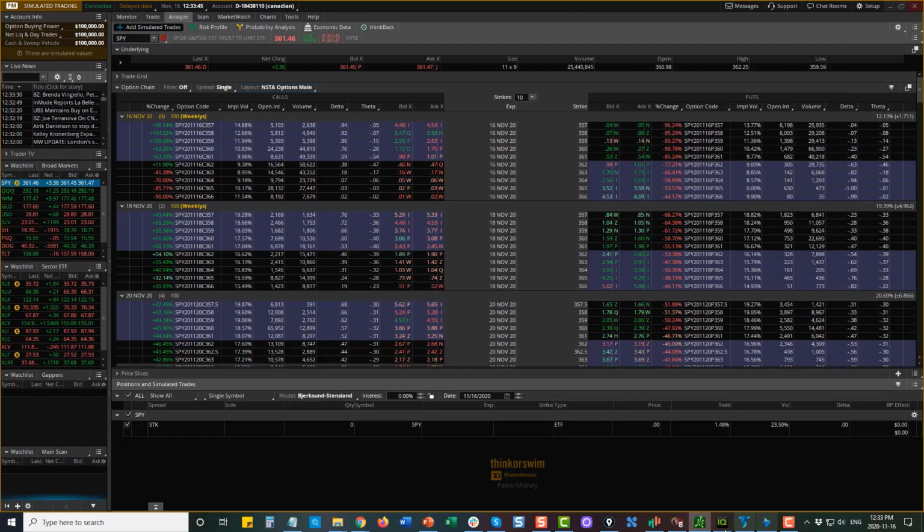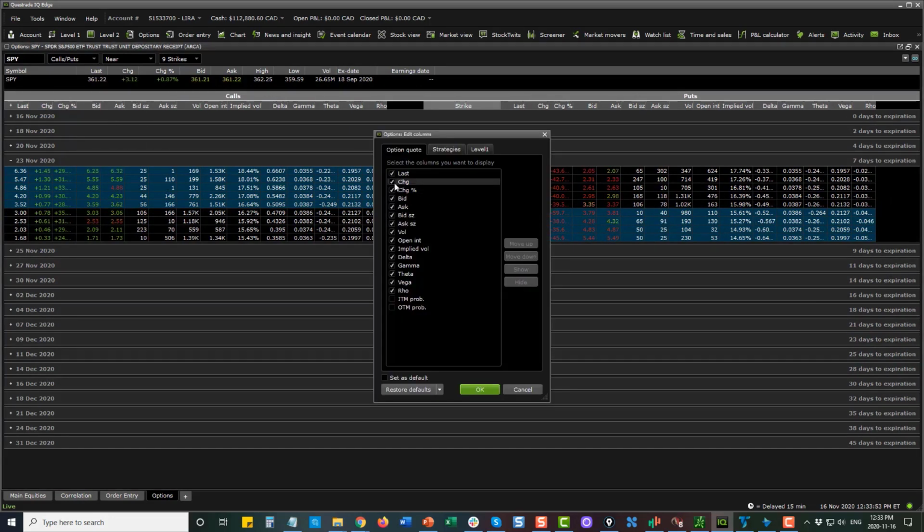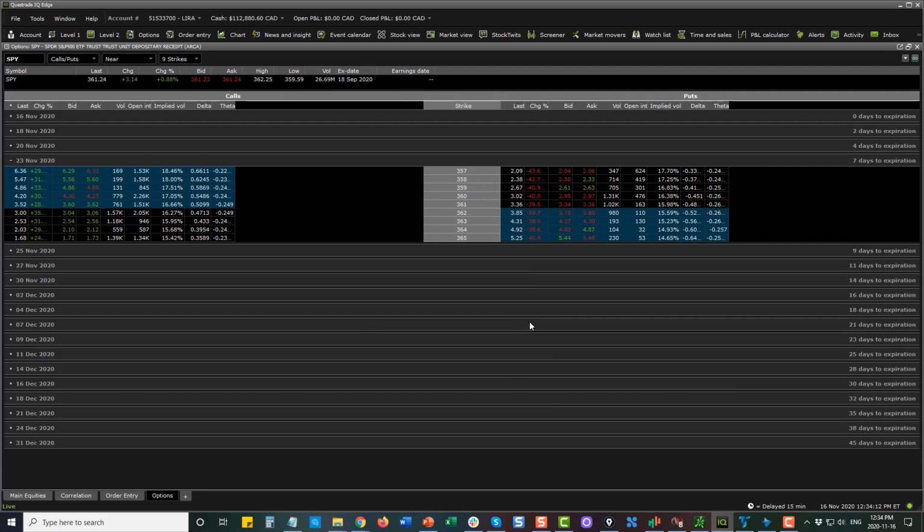So if I'm going into, say, these other option chains, whatever platform you're using, you can see I've got change, net change. I'm going to customize, edit columns. I don't need to see change or percentage change, last change, bid and ask, bid size, ask size. I don't need that. Volume, open interest, delta, gamma, theta, vega, rho. I don't need the gamma. I don't need the vegas. I don't need the rhos. Okay, set this as a default. Perfect. So now I've got the most important stuff I need.